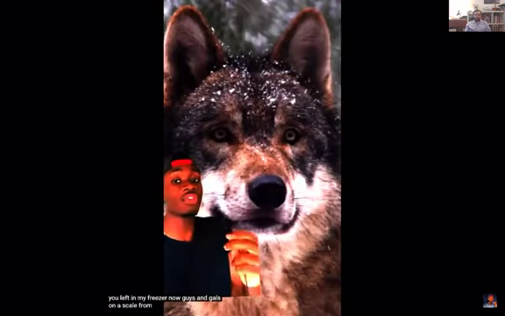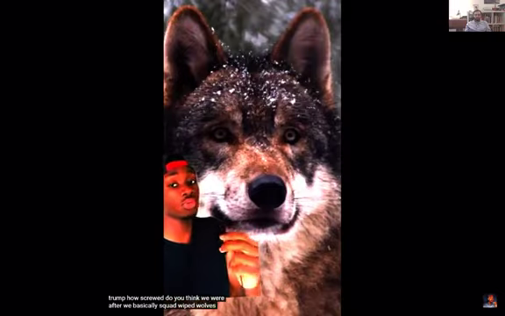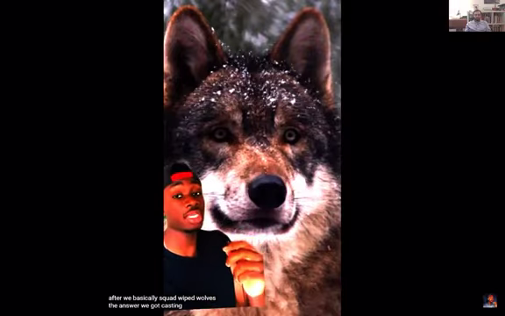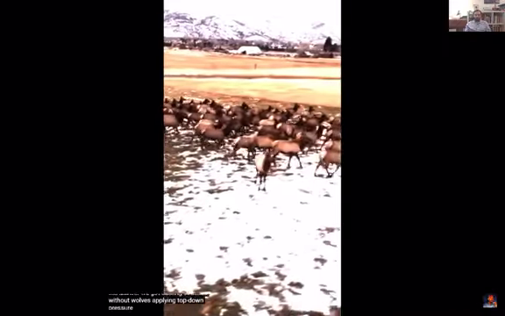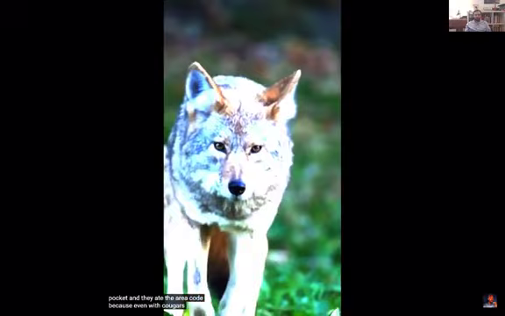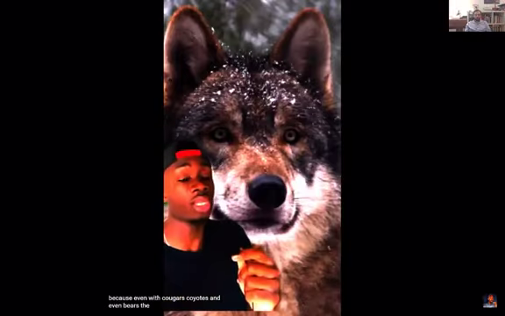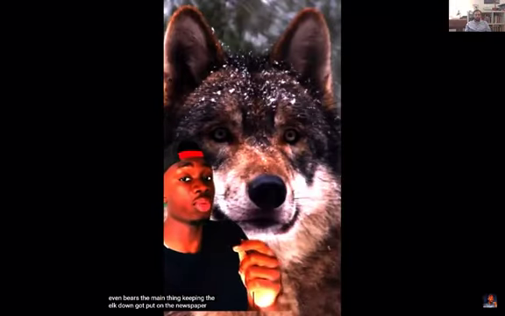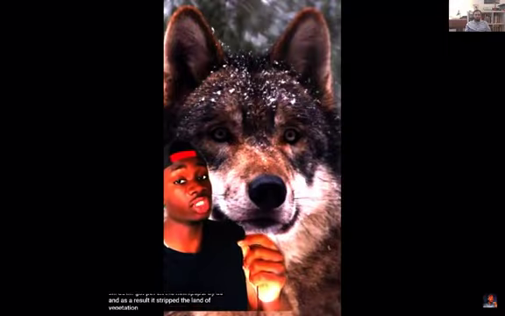Now, guys and gals, on a scale from Reddit incel to Tiana Trump, how screwed do you think we were after we basically squad wiped wolves? The answer? We got casting couched. Without wolves applying top-down pressure, the elk population got out of pocket and they ate the area code. Because even with cougars, coyotes, and even bears, the main thing keeping the elk down got put on the newspaper by us, and as a result it stripped the land of vegetation.